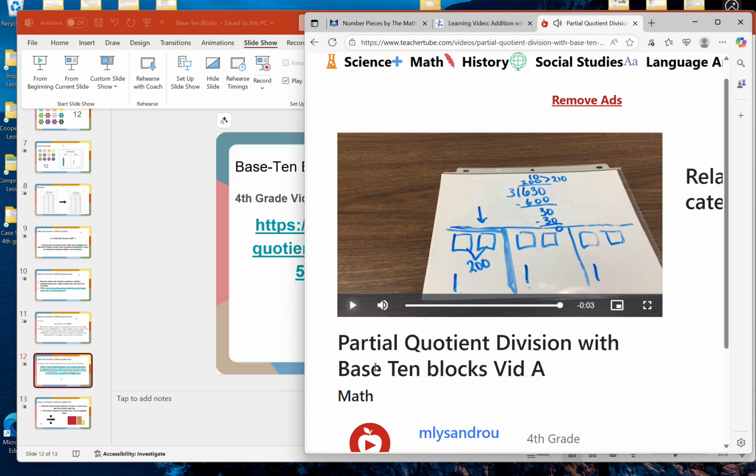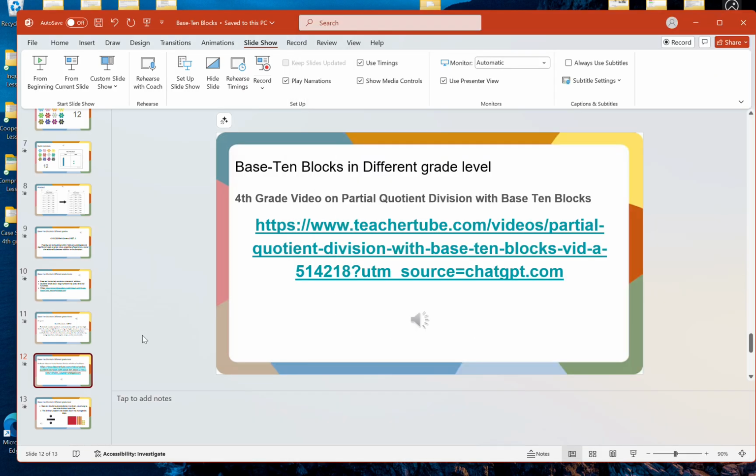And this was also a great 4th grade example on how to use base 10 blocks. Now I'll be taking you back to the PowerPoint to finish off this presentation.